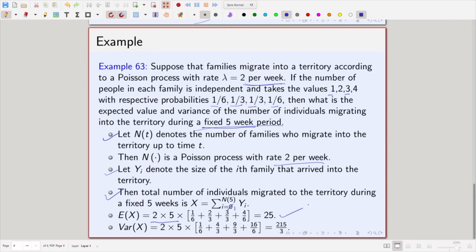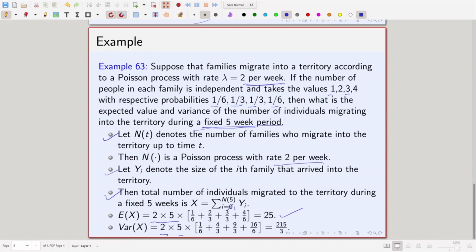And now, for variance, what is the formula of variance? That is lambda t times expectation of Y_1 squared. Again lambda is 2, t is 5. Now, you have to find expectation of Y_1 squared. So, it is 1 squared times 1 by 6.